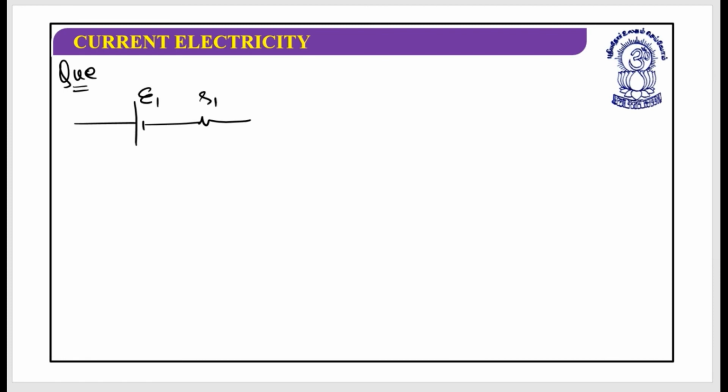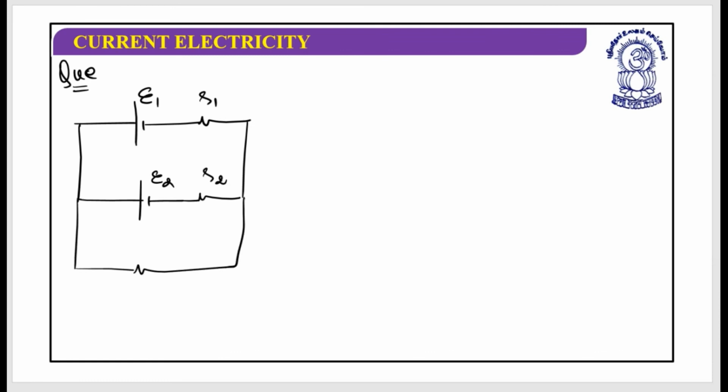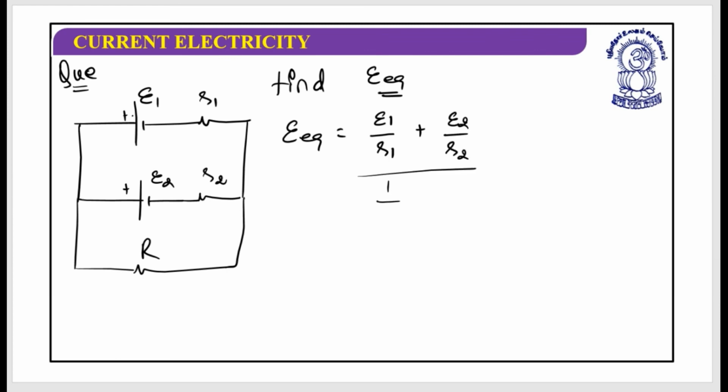Let us suppose this is E1, this is R1, this is E2, this is R2, and this has been connected with R, and you want to find out the E equivalent. So E equivalent is equal to E1 by R1 plus, as positives are connected, E2 by R2, divided by 1 by R1 plus 1 by R2.